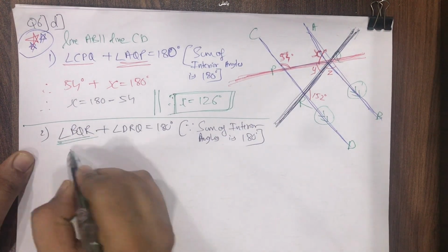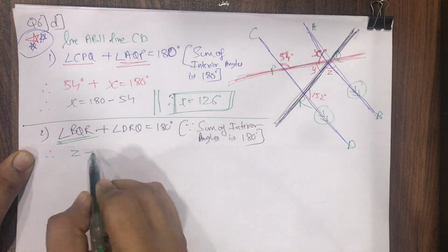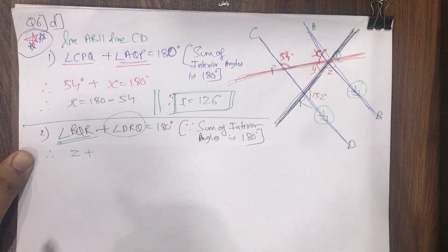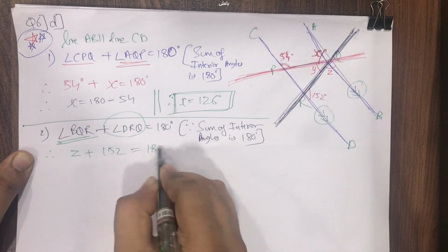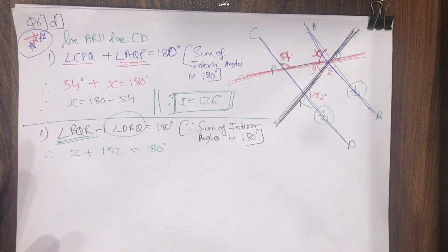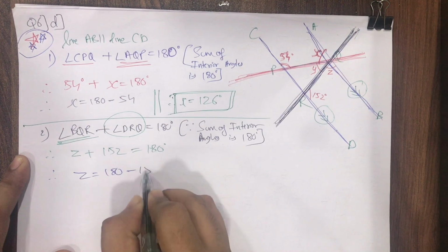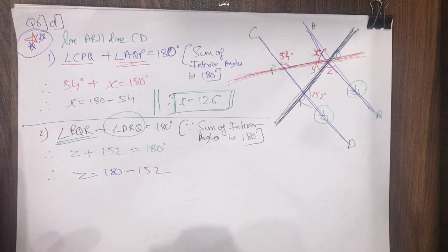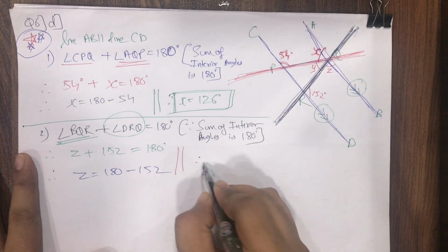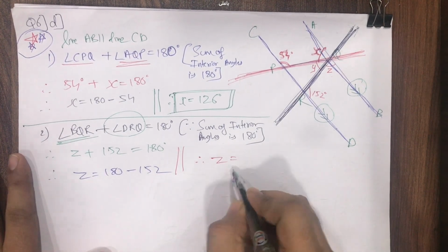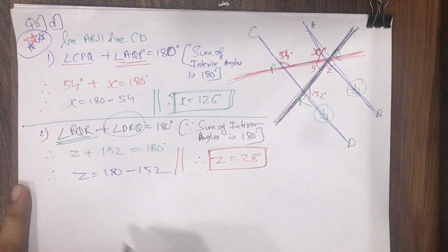So what's the value of this BQR? BQR is Z, plus what's the value of this DRQ? DRQ is 152 degrees, equal to 180 degrees, copied as it is. So therefore Z will be 180 minus 152. I don't have place, that's why I'm writing here on the right hand side; you will write one below another. Therefore Z is equal to 180 minus 152, which is 28 degrees. Yes, this is the answer.